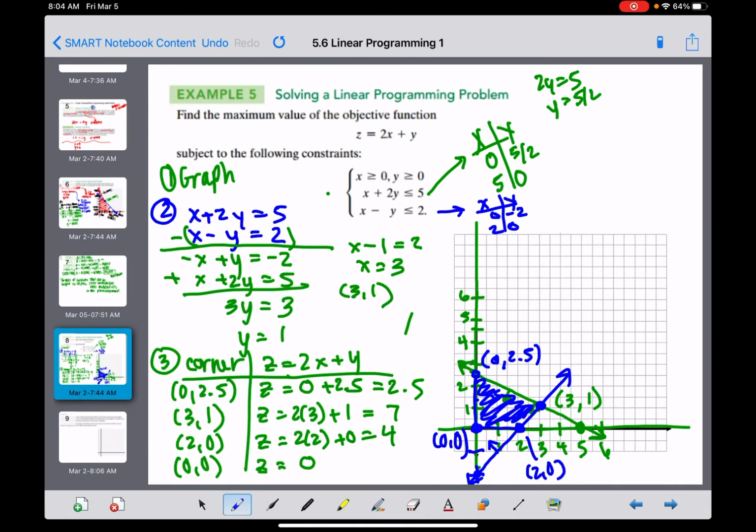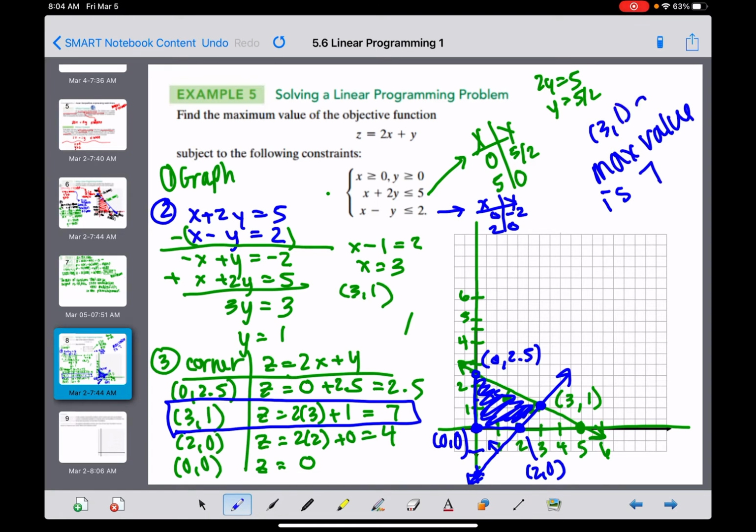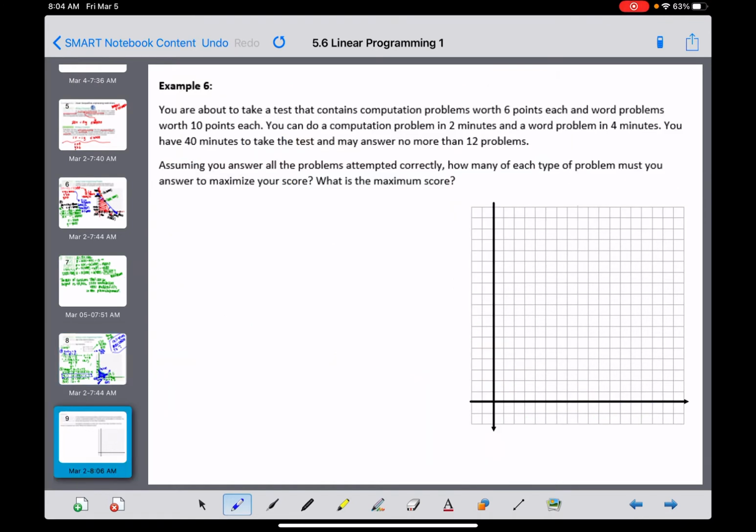So our maximum is at 3, 1. Okay, so it said to find the maximum value of the objective function. So our max value is 7, using the point 3, 1. So 3, 1 gives the max value of 7. Okay, so that's the process without all of the context of the word problem. The next one I would like for you to try. What I would suggest is to pause the video and then try the steps, or start watching it and pause it to see if you can figure it out along the way.